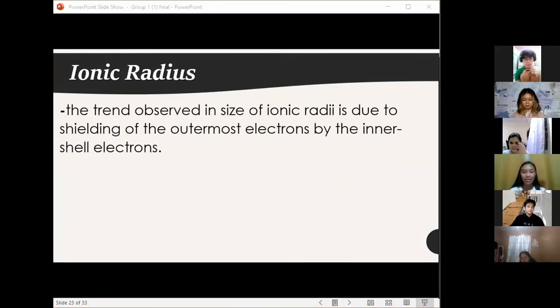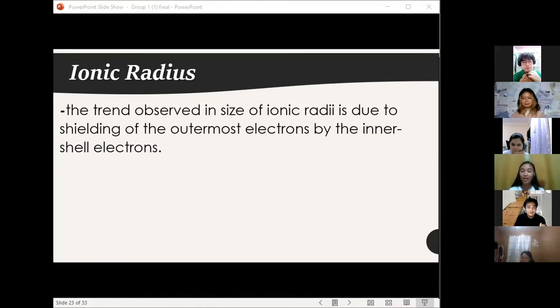So, for the main concept of ionic radius, based on what Catherine discussed earlier, radius is the distance between the nucleus and the electron in the outermost shell. But in this case, since it is an ion, it is the ionic radius. Then, the trends observed in the size of ionic radii are due to the shielding of the outermost electrons. Leonard already discussed shielding earlier.